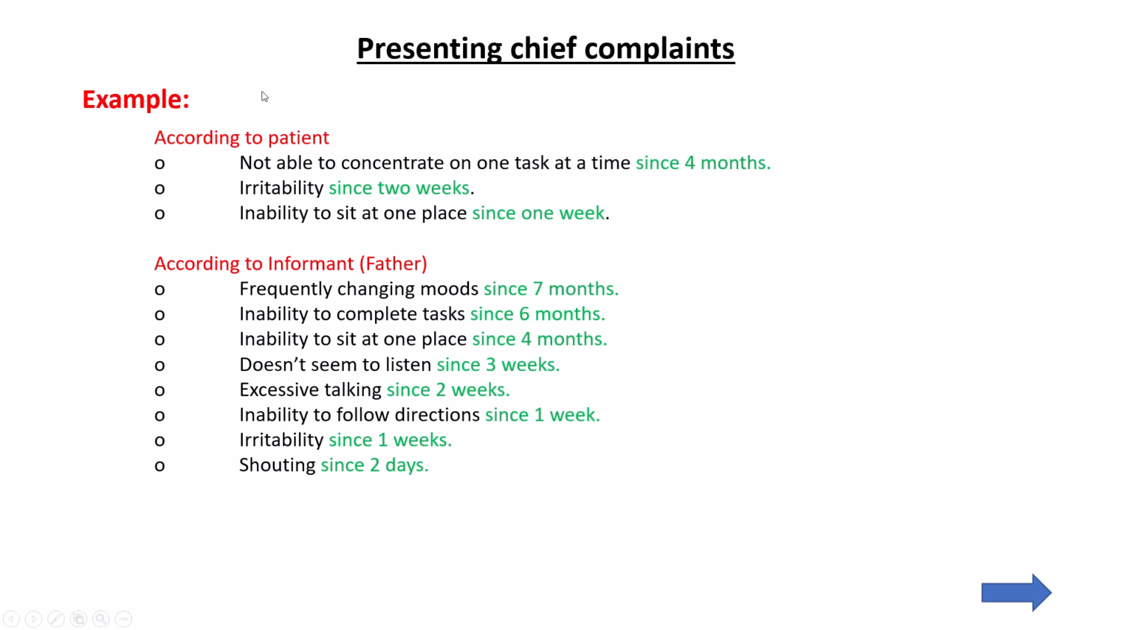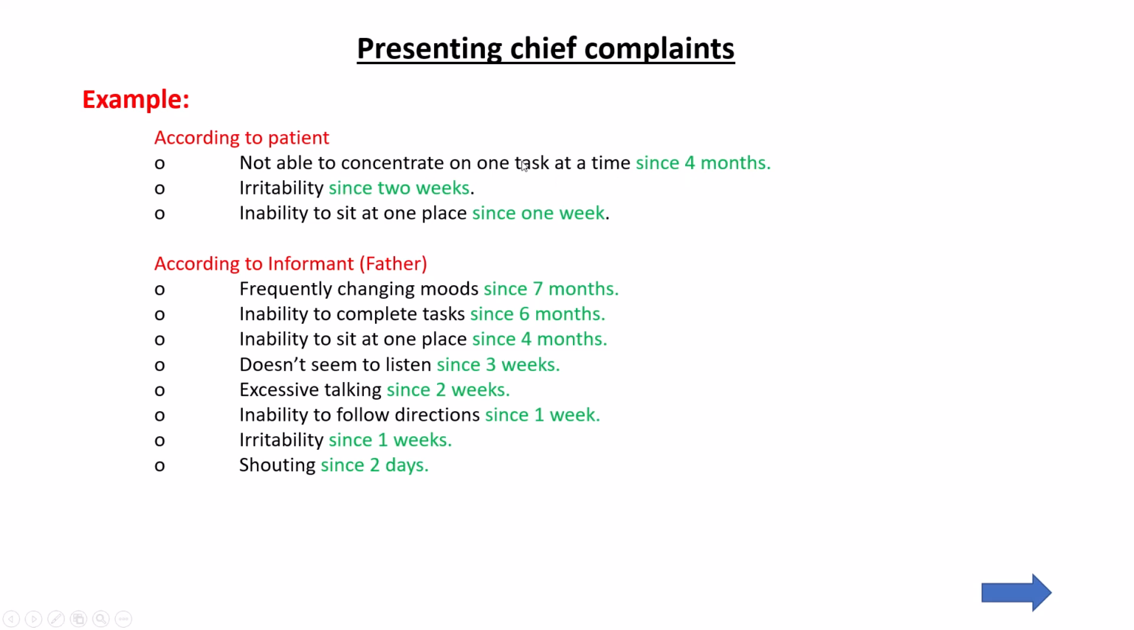You see, here are three things according to the patient. The patient said three things. This is an example, okay? We have to take them down in chronological order. How? Since 4 months he is not able to concentrate on one task at a time. So this problem was there since 4 months. Irritability since 2 weeks. We should not write this one first.